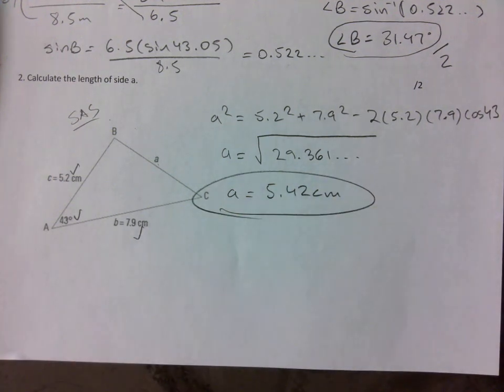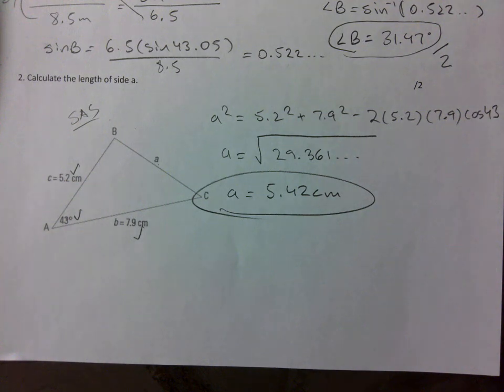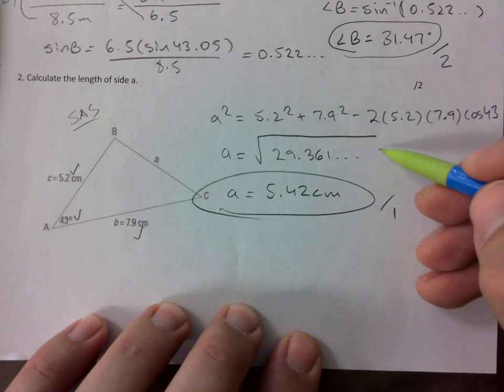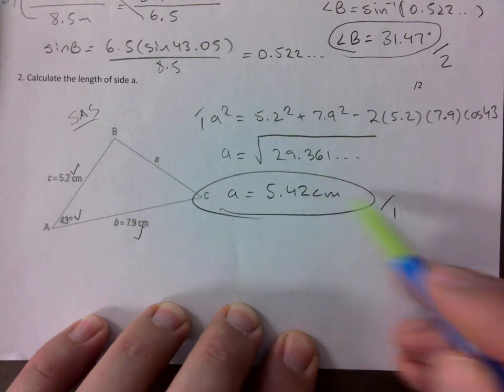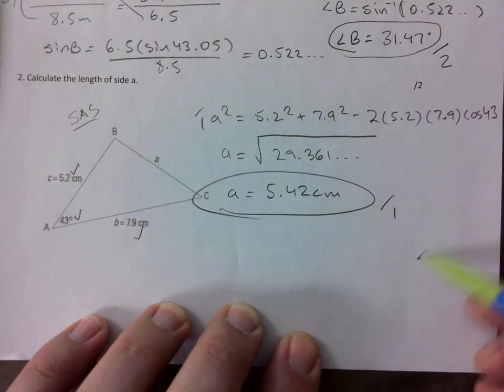Okay? You shouldn't be losing marks for units on tests, exams, quizzes anymore. That should be a rounding. So 1 mark for setup, 1 mark for correct final answer. So this page is worth 6.